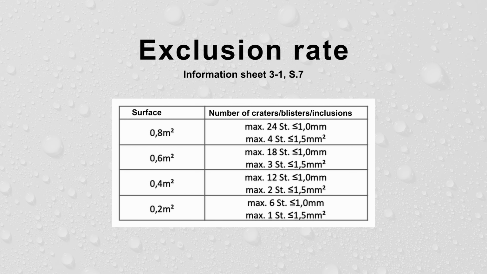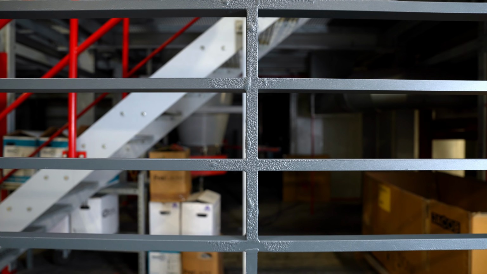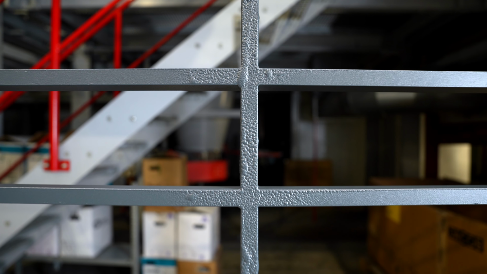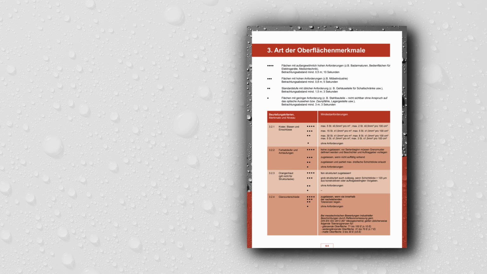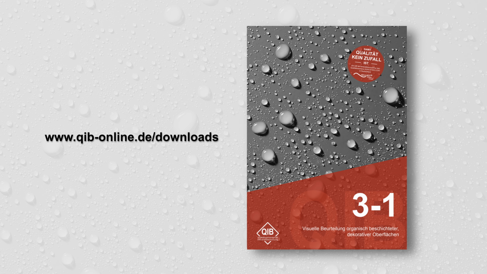The assessment of other defect patterns, for example orange peel or color runoff, per optical class when using the test foil is described in more detail in QIB Information Sheet 3.1, Visual Assessment of Organically Coated Decorative Surfaces.